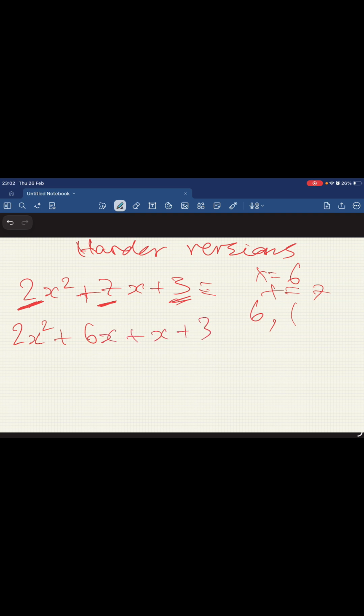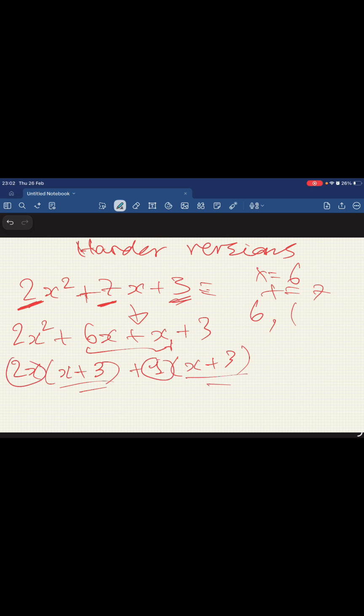As you can see, what we've basically done is just split it up. The 7x has become a 6x and x, which is the same thing. But what this means is that we can factorize this, as you can see. Just factorize it like that. And you've got the same brackets. What this means is that you can combine the number outside here. So you get 2x plus 1, and then x plus 3 is the common bracket. And that's the answer.